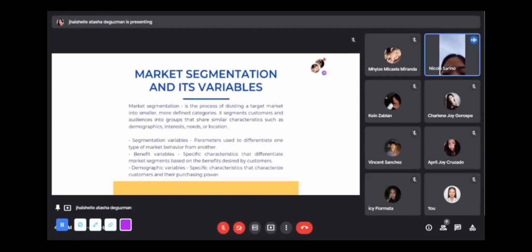Segmentation variables are parameters used to differentiate one type of market behavior from another. Second, benefit variables: specific characteristics that differentiate market segments based on the benefits desired by customers. Demographic variables: specific characteristics that characterize customers and their purchasing power.